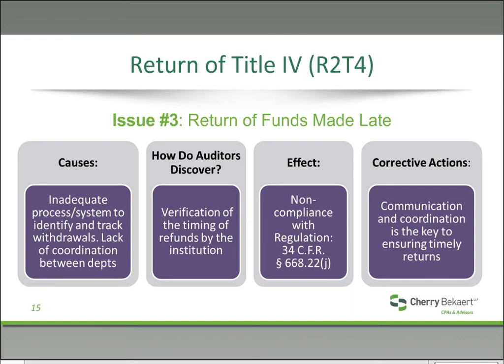Obviously, on any samples that we make, we're verifying the timing of the funds returned by the institution. The effect is noncompliance, and as far as corrective actions, typically this comes down to a communication issue. What we don't like to see is people putting a corrective action that's very generic, like a one-sentence statement that says we're going to improve policies and procedures around return of funds. We'd like to see a more robust description of exactly what they're going to do to formalize processes a little bit more to make sure that they're not late in the future.